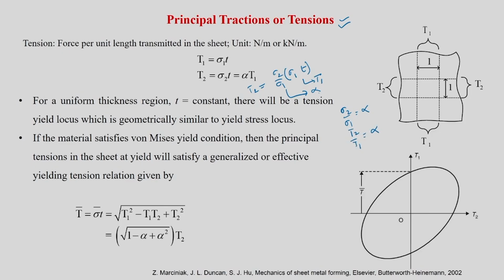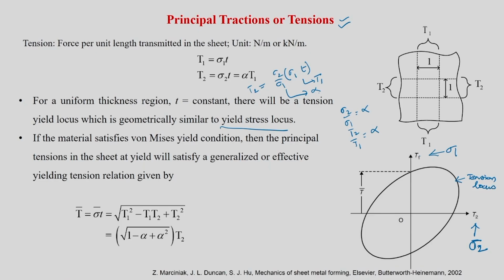So now you can see that like sigma 1 versus sigma 2, you have a yield locus. We can also have a tension locus, T1 versus T2. This can be obtained from sigma 1, and this can be obtained from sigma 2. And you will see that there is a yield locus. Similarly, there will be one tension locus which is given here. This is similar to what we have seen in the yield locus.